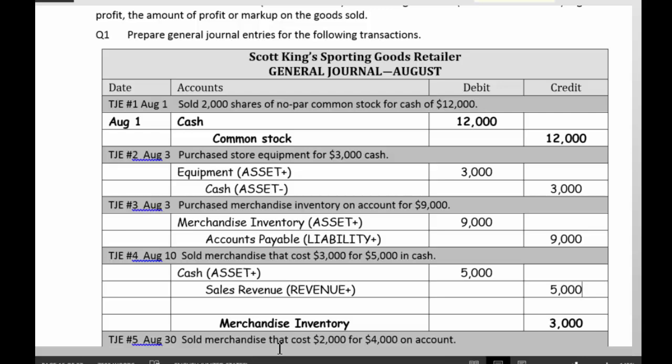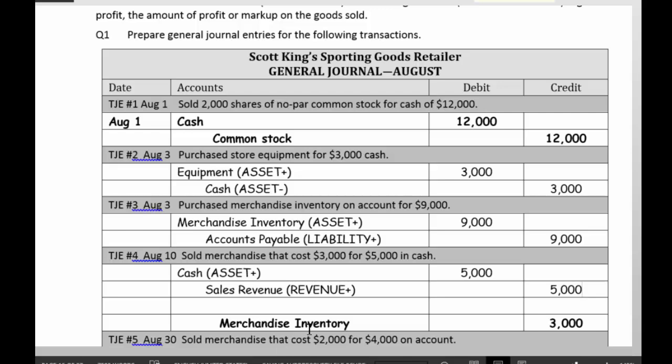Now there's a new entry here. What this entry does is it records that you sold the merchandise. So one journal entry records the sale to the customer. The other journal entry records the sale of the merchandise, which is now being removed from your stocks. You can visualize it as one side of it is you're getting money from the customer, $5,000. The other side is you're giving the customer the merchandise.